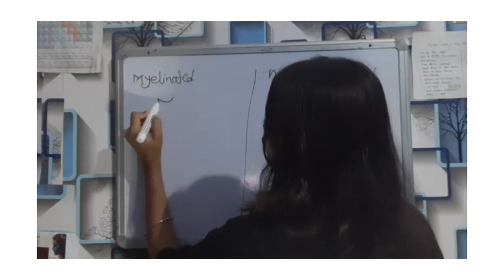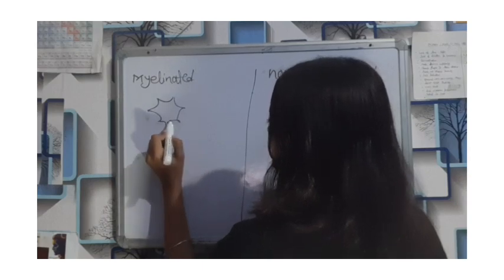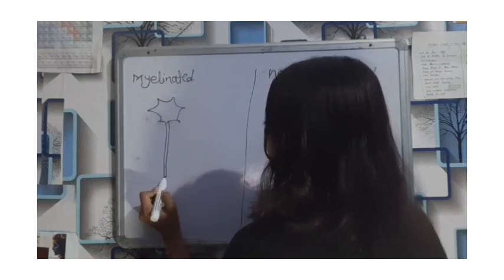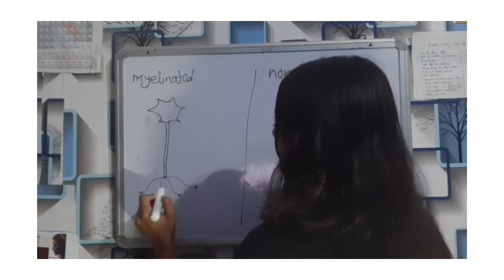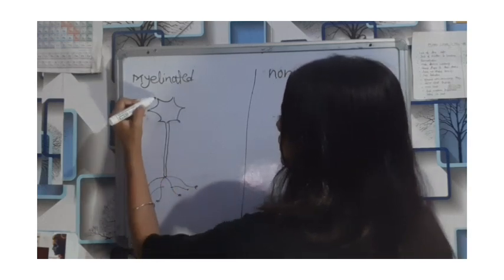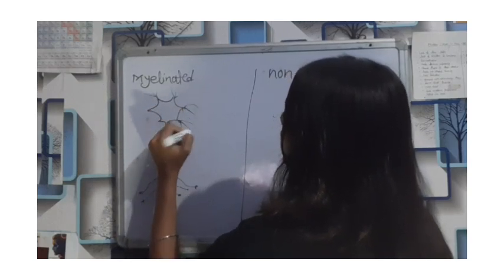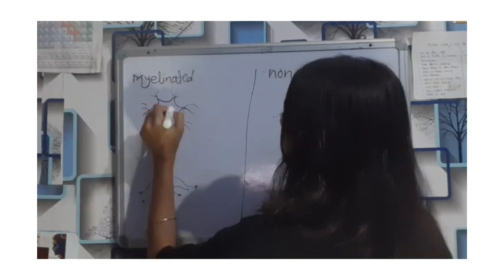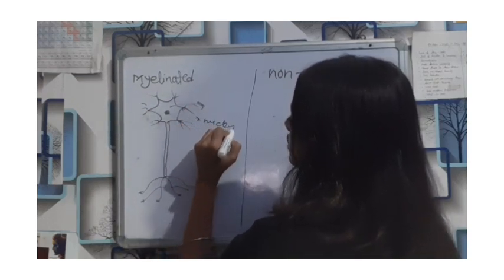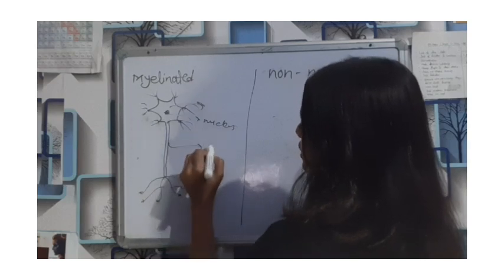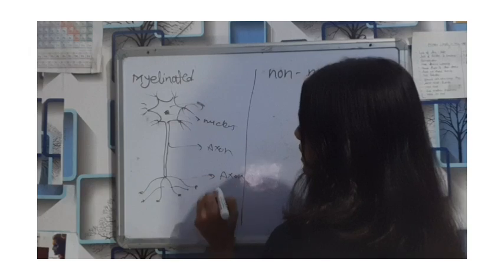Let's draw the structure of a myelinated neuron first. These are dendrites. This is the cell body and here's a nucleus. We call this the axon. These are axon endings.